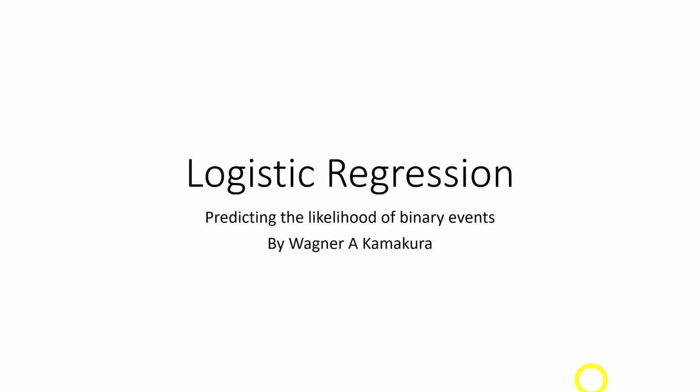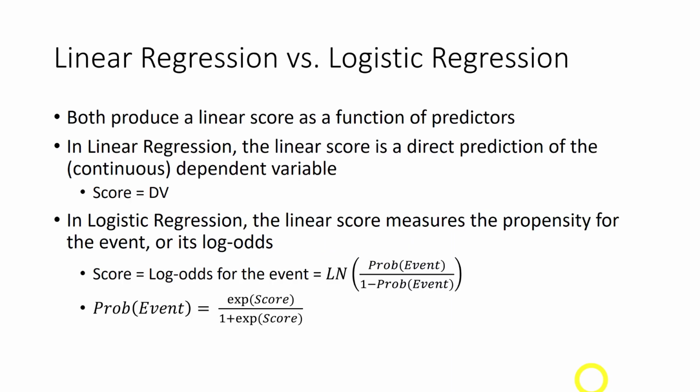Linear regression is somewhat related to logistic regression because both of them produce a linear score as a function of predictors. The main difference is that in linear regression, this linear score is a direct prediction of the dependent variable. You have a continuous dependent variable, and the score is already an estimate or a prediction for it. In logistic regression, the linear score measures the propensity for a binary event, or its log odds. So the score is equal to the log of the probability that the event will happen over the probability that it won't happen.